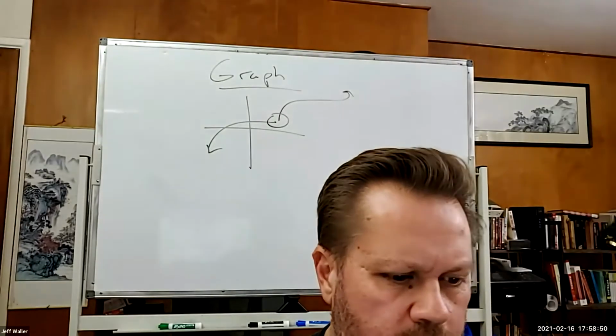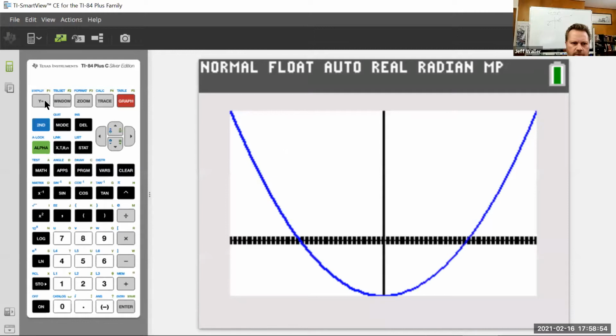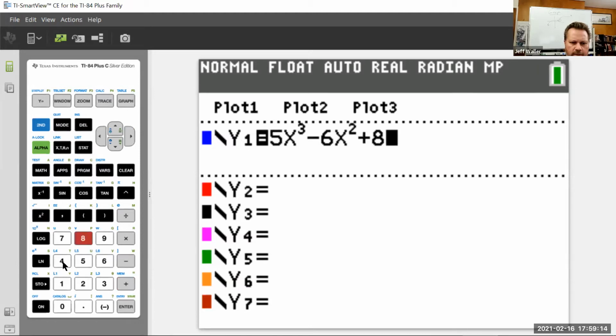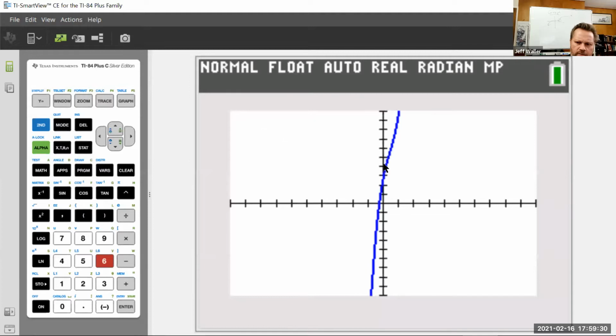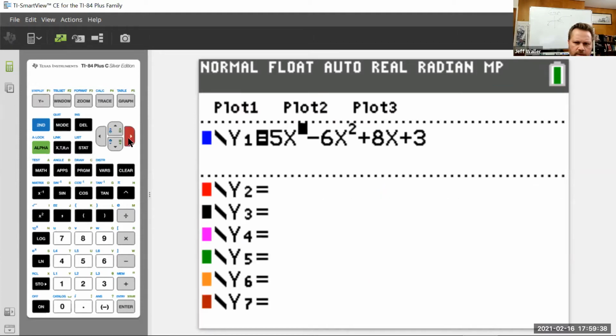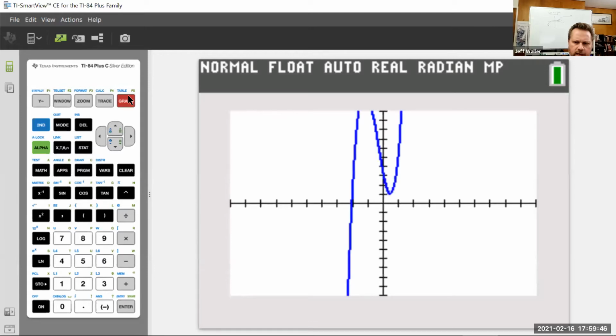So let me show you this. This is something we were using before. Let's see what happens if I just make up a function. Let's see, if I do 5x cubed minus 6x squared plus 8x plus 3, let's see what that looks like. I'm going to hit zoom 6 to give me a standard window. Okay, good. That's probably not going to do what I want it to do. Let me see if I can make something better.